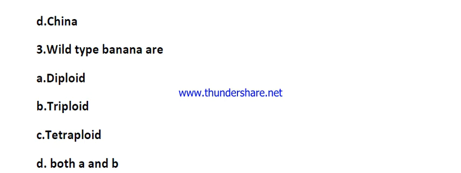Then question number 3. Wild type of bananas are, options are diploid, triploid, tetraploid and both A and B. Generally wild type bananas are diploid. If the question asks about cultivated banana, then the answer will be triploid.